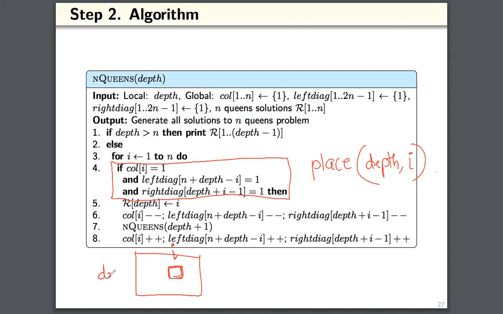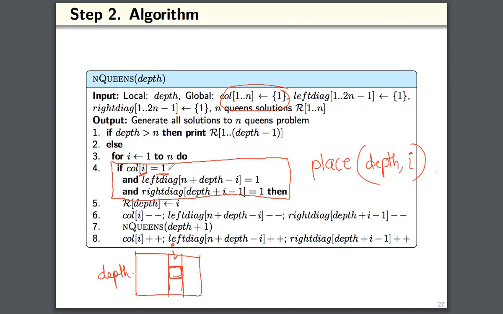Ith column, depth row. If column of I is equal to 1, what does that mean? If column of I is equal to 1, it means that no queen has been placed in the entire ith column. So there won't be an attack, right? Column-wise attack with the ith queen placed at the ith column.